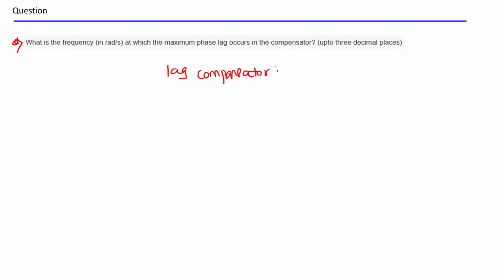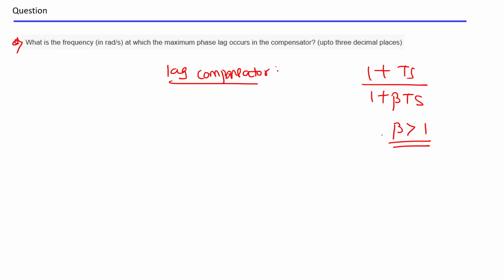For the lag compensator, I told you the transfer function is 1 plus Ts divided by 1 plus beta Ts, where beta is greater than 1. Then it is a lag compensator. Let me quickly do the pole zero analysis of the lag compensator. It will always give a phase lag. Let's say your system originally has zero phase, then this lag compensator will add some negative phase. Let's say it will add some minus 30 degree phase.